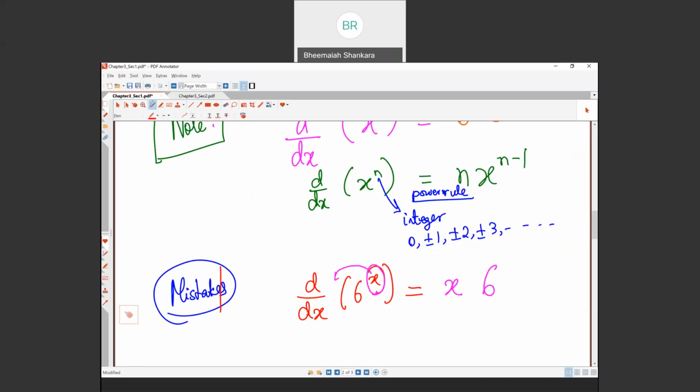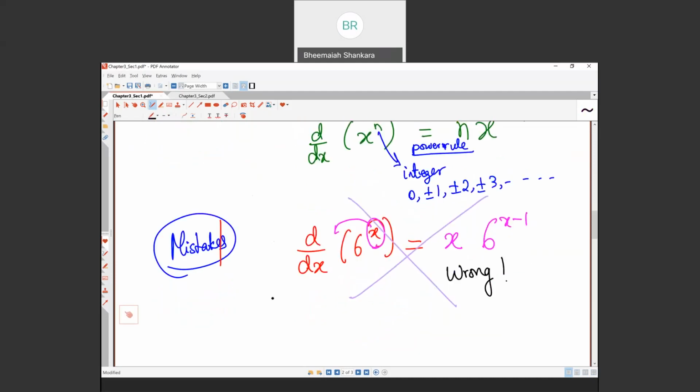If you observe carefully, this is not correct. The reason is you can do this only if the exponent is an integer, a number. But here the exponent is the variable x, so you cannot bring x to the front and reduce x by 1. So this is not correct. This is wrong. We can do this only if the exponent is a number. So let me do one more example. This is correct.